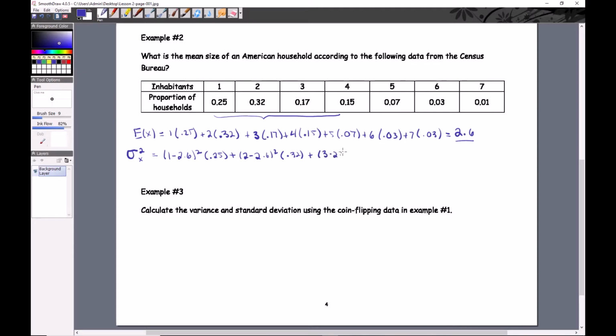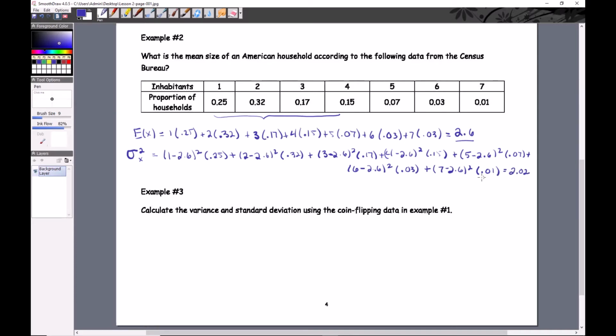The next one, 3 minus 2.6 squared times 0.17, plus 4 minus 2.6 quantity squared times 0.15, plus the next one is 5 minus 2.6 squared times 0.07, plus, and I'm going to come down here, the next one would be 6 minus 2.6 squared times its associated probability, 0.03, and then plus the last one, we finally made it, 7 minus 2.6 quantity squared times 0.01. And when you're all done with this, you should get that your variance, sigma squared, is going to equal 2.02.